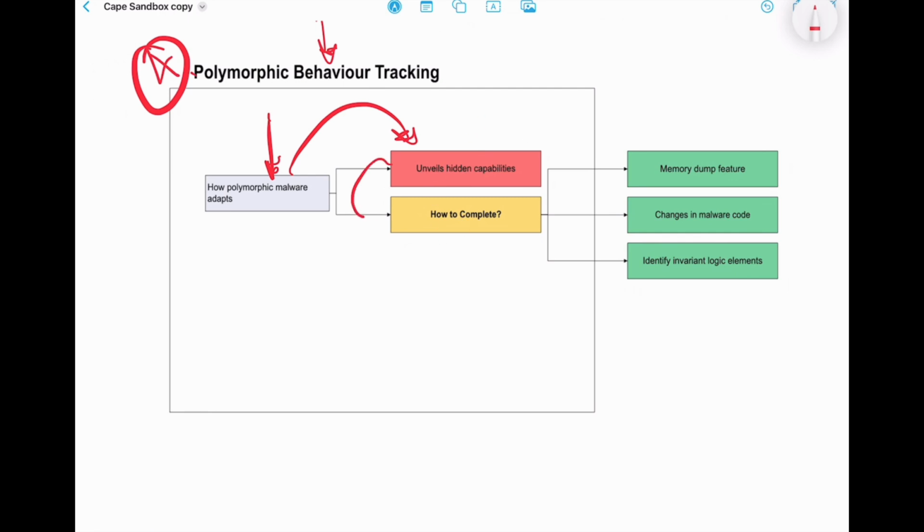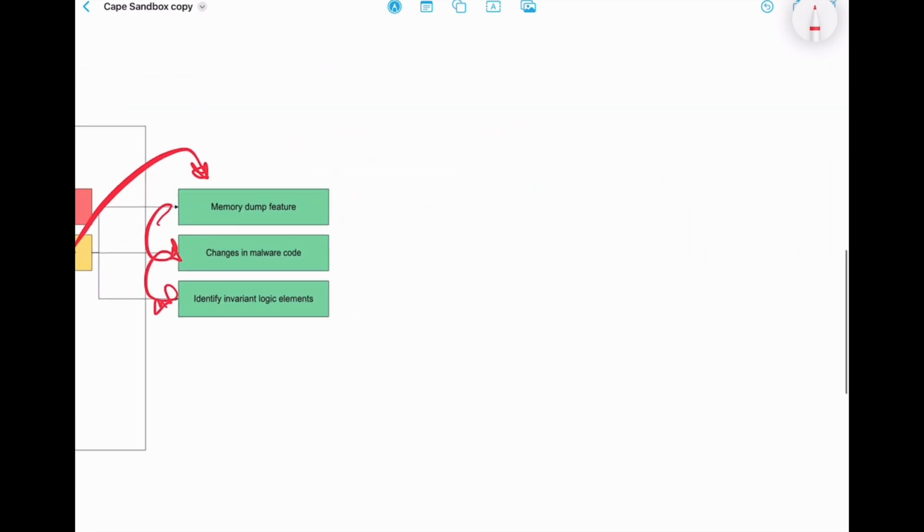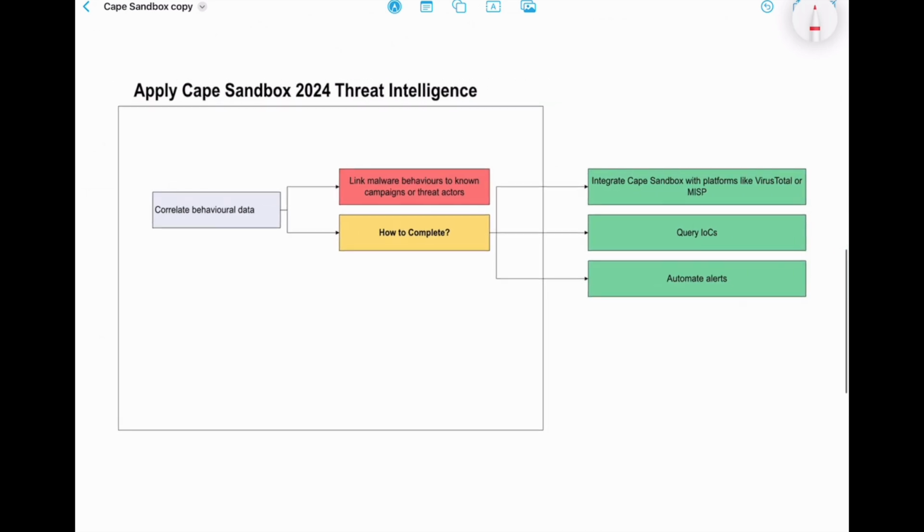Now, most important, how do you do that with Cape Sandbox? Well, you can use the Cape Sandbox memory dump feature to capture runtime memory states. You can apply AI-based detection models to analyze changes in the malware code across the iterations. And third, you can focus on identifying invariant logic elements that remain consistent despite obfuscation.